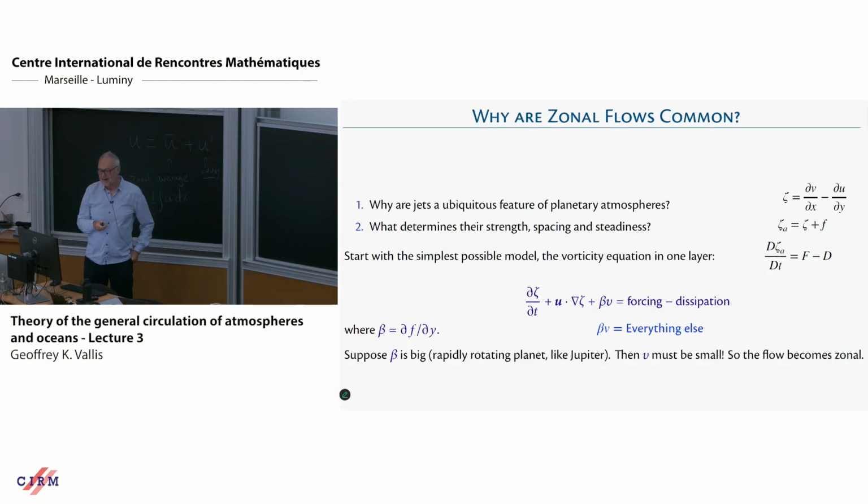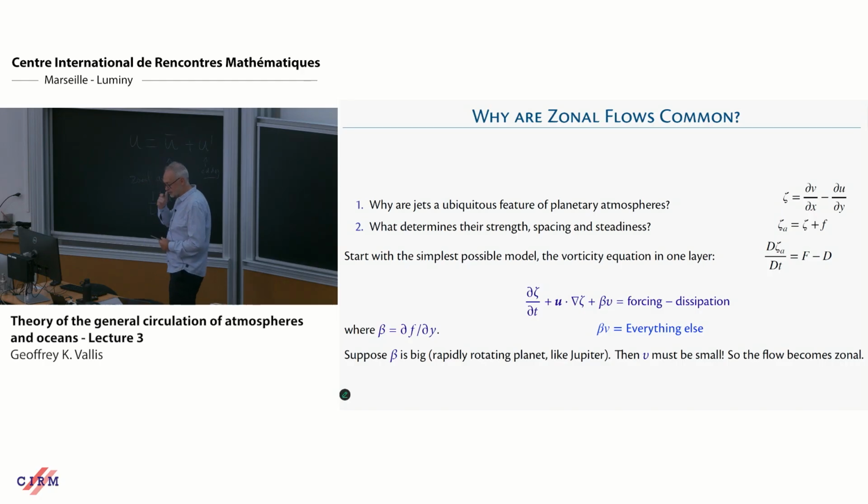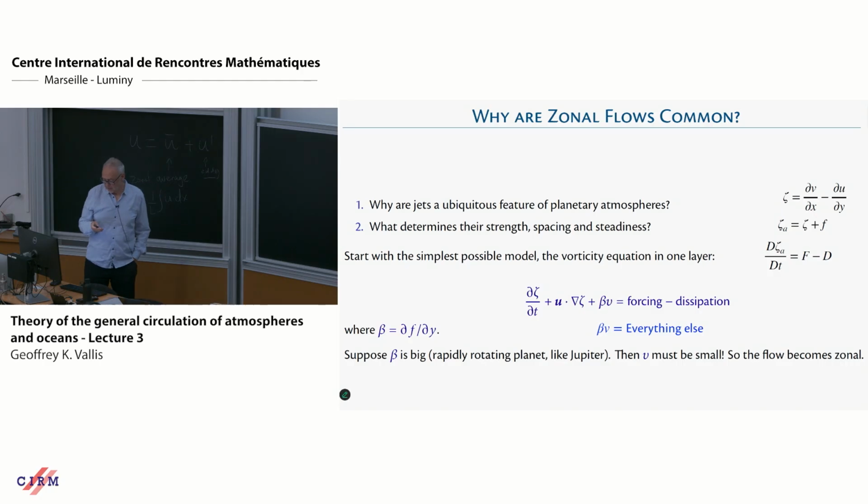enough. So why are jets a ubiquitous feature of planetary atmospheres? What determines this, and on Jupiter, as we saw, there are multiple jets. Why are there multiple jets? So let's start with the simplest possible model of this, which, simpleness perhaps is in the eye of the beholder, but I'm going to talk about the vorticity equation.